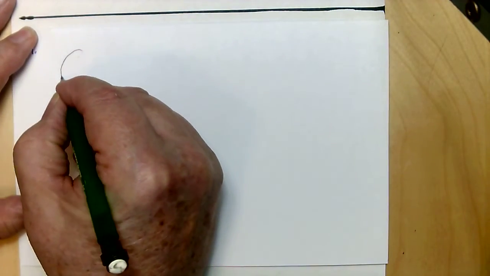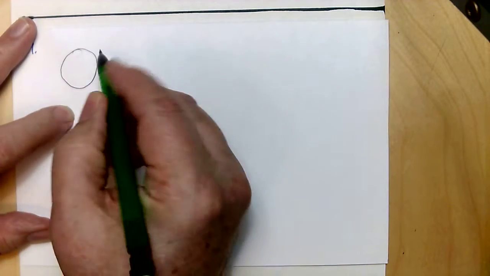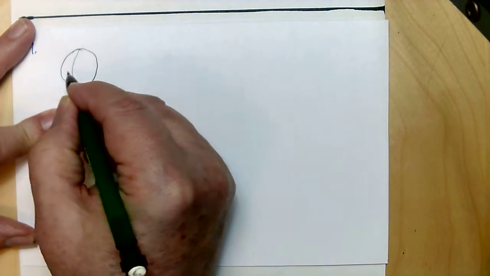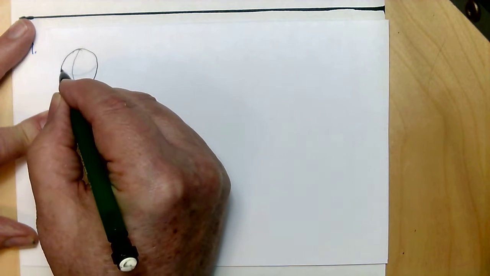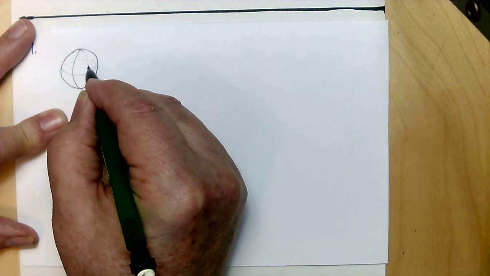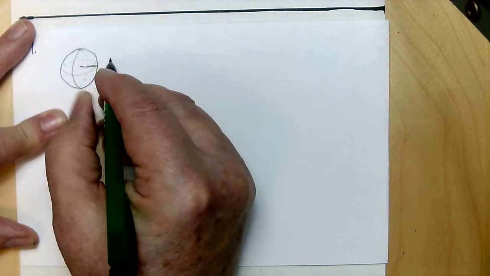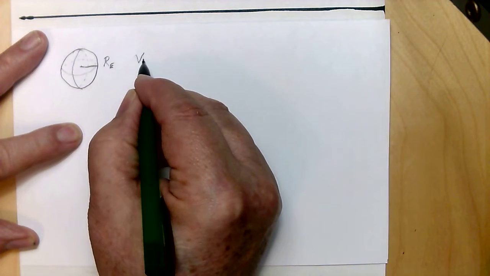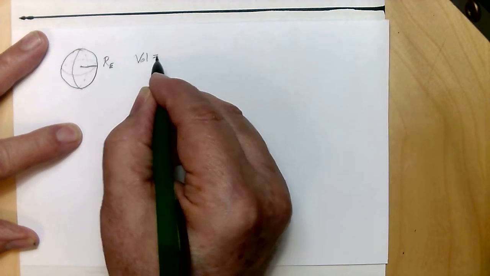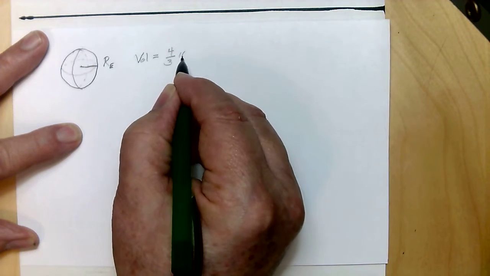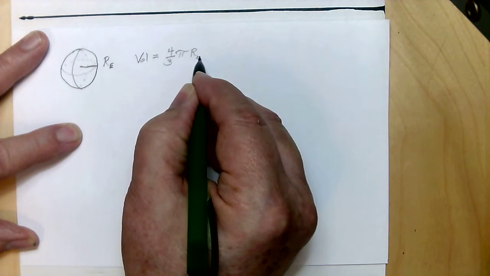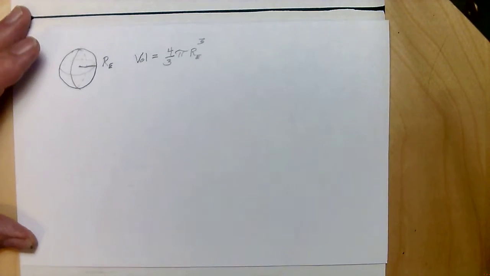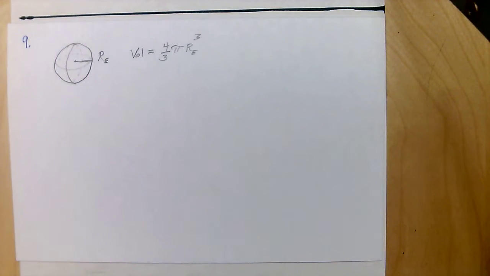Okay, so let's have the Earth, and it's a sphere. And it has some radius called r sub e. So the volume of a sphere is 4/3 pi r cubed. So we can find out then the volume of our sphere.